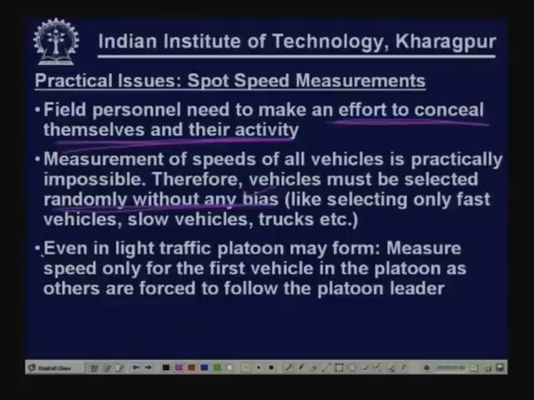Third difficulty, which is again a practical difficulty, is that even in light traffic platoons may form. Obviously, if traffic is getting discharged from an intersection, you will expect that it will move in a platoon, but otherwise also, even in light traffic, a platoon may form. Maybe a truck or commercial vehicle is going, which is a slow moving vehicle. So, other vehicles are forced to follow that vehicle in front.